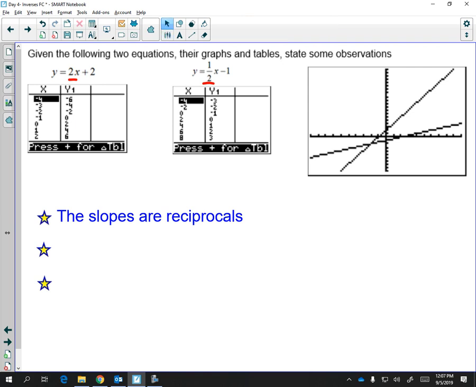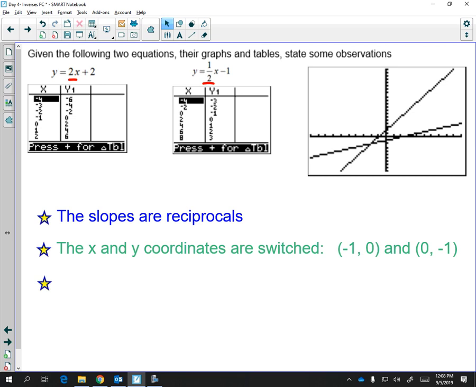Something else that you might have noticed when looking at the graphs is that the x and y coordinates are switched for both the tables. For example, if you look at the first table, you have (-1, 0) as your coordinate. But in the other table, you have (0, -1) as your coordinate.